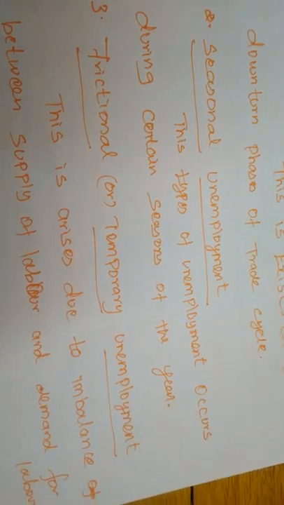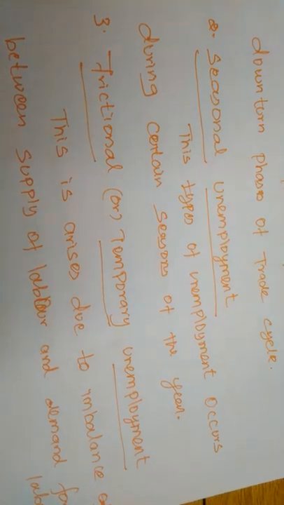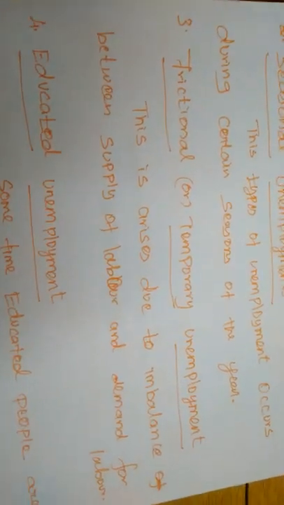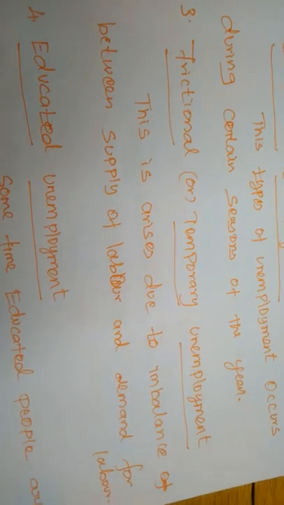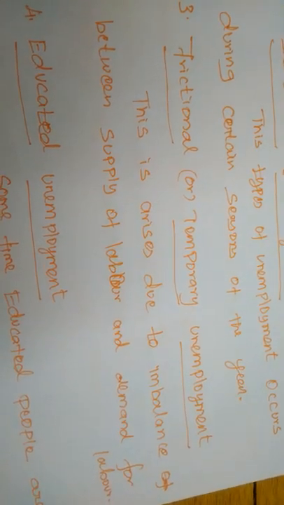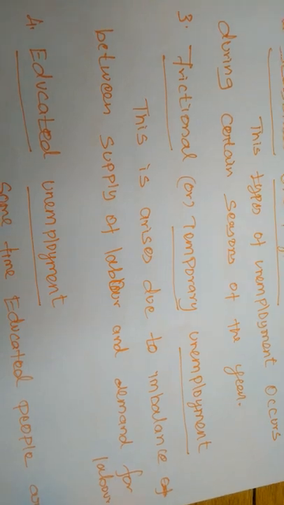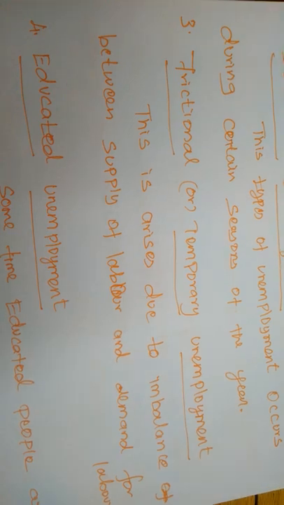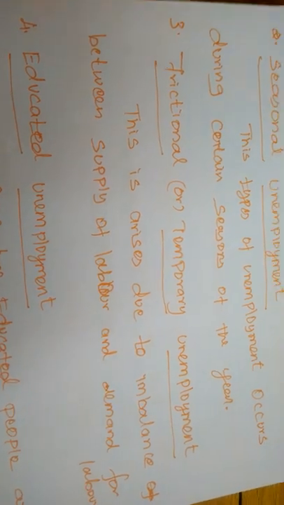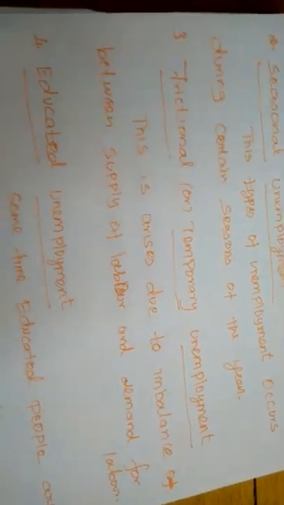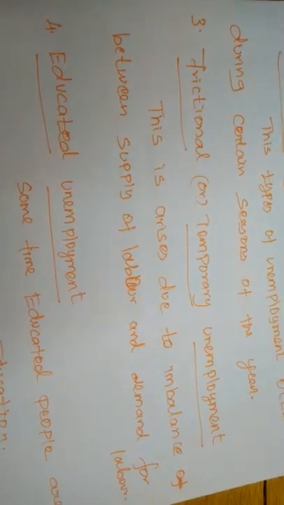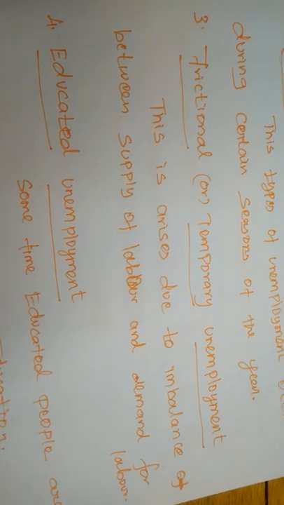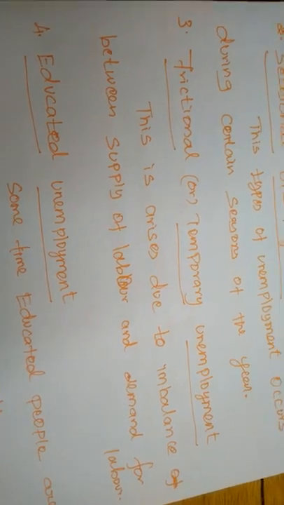Right? Okay, next, frictional or temporary unemployment. This type of unemployment arises due to imbalance between the supply of labor and the demand for labor. All the factors of production, not only the commodity, will also face high demand and low demand.